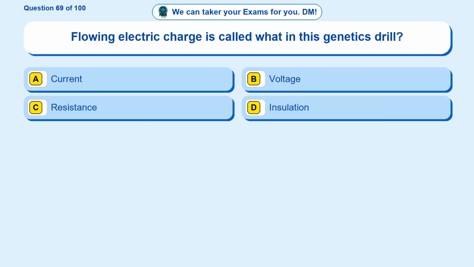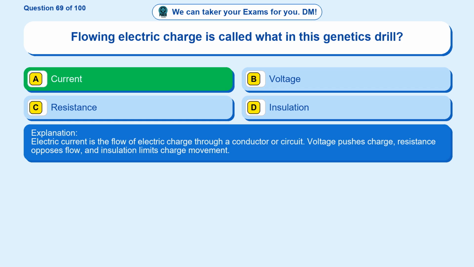Question 69. Flowing electric charge is called what in this genetics drill? Option A, current. Option B, voltage. Option C, resistance. Option D, insulation. The correct answer is option A. Current. Electric current is the flow of electric charge through a conductor or circuit. Voltage pushes charge, resistance opposes flow, and insulation limits charge movement.